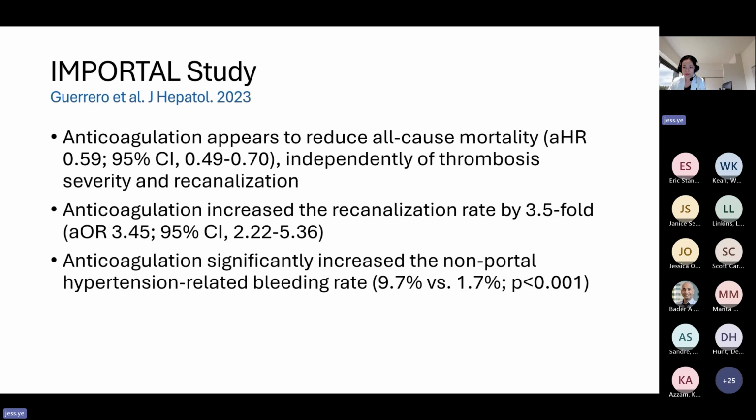Anticoagulation significantly increased the non-portal hypertension-related bleeding events. So it helped with recanalization rate, but at the expense of bleeding events, the non-portal hypertension-related bleeding specifically. These 5 cohort studies were quite heterogeneous in terms of their portal vein thrombus severity and the anticoagulation regimen they used. And with the observational data, we again cannot exclude residual confounding.